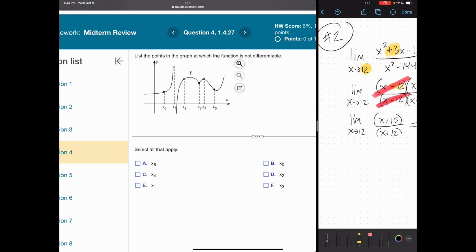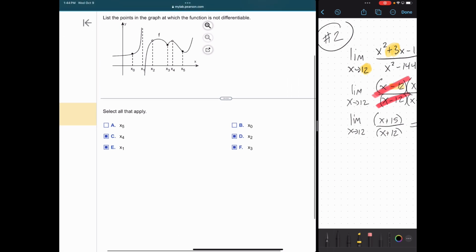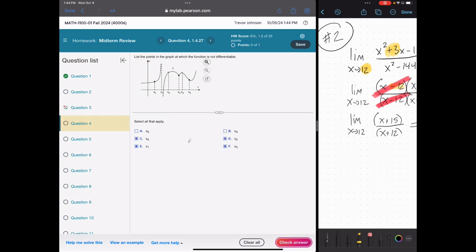x1, it's not continuous at x1. x2, not continuous at x2. x4, not continuous at x4. So anywhere that it's not continuous, it's not going to be differentiable. And if I have an angle like at x3, also not differentiable. Okay. Awesome.